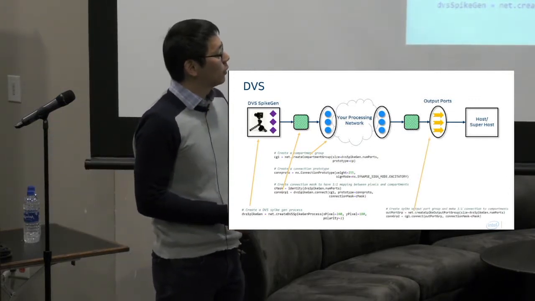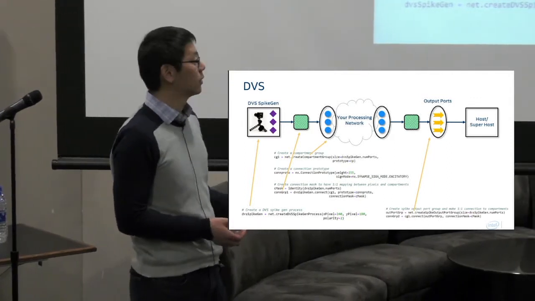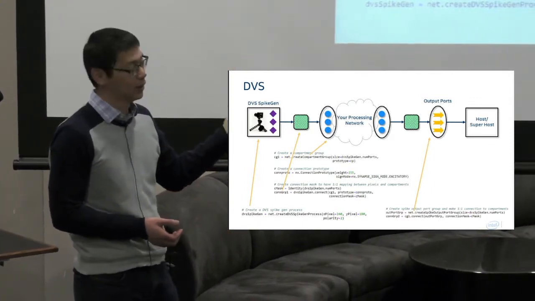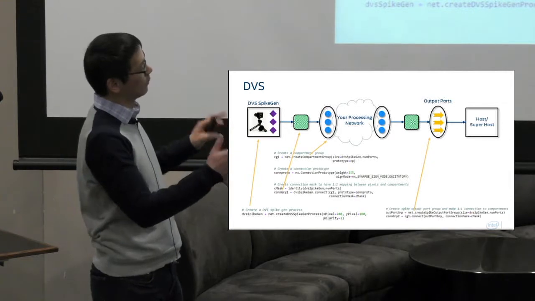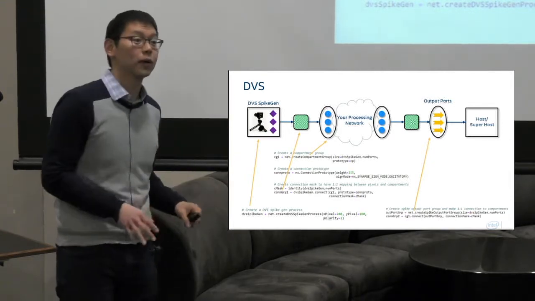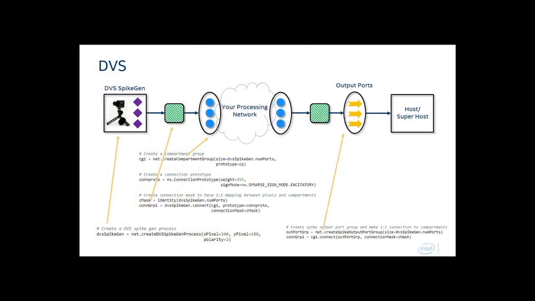To get it out, we create a spike output port group. Then we simply connect that compartment group to the output port. And that's it. In terms of NxNet, that's where you get. With this, we compile it, it goes to the hardware, and everything is set up for you. Now, what happens between the output ports and the host? The output ports are designed so that once you compile, we set up the hardware so that the spikes are directly pointed to your host. What we've done in this example is write a snip on the host that takes the spikes and displays them. That's what we did to get DVS going. Are there any questions?